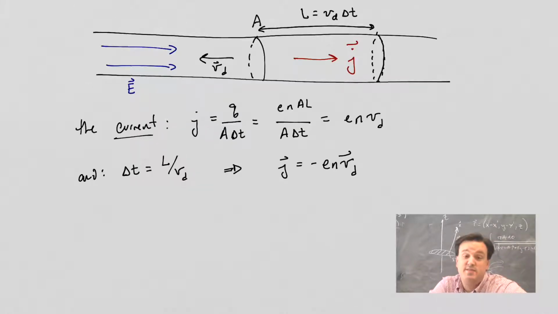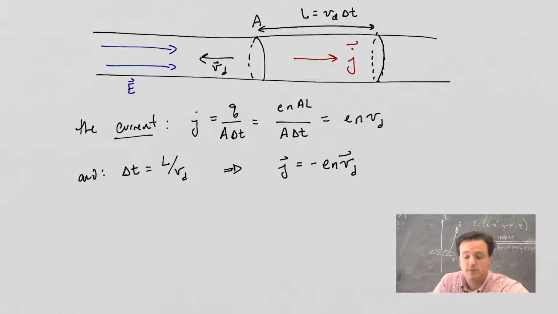Okay, so now let's set up a physical situation. I have a wire, and inside that wire, I apply an electric field, which is going to be pointing to the right. Now, if there were positive charge carriers in this situation, those charge carriers would move in the direction of the electric field, and they would also move to the right.